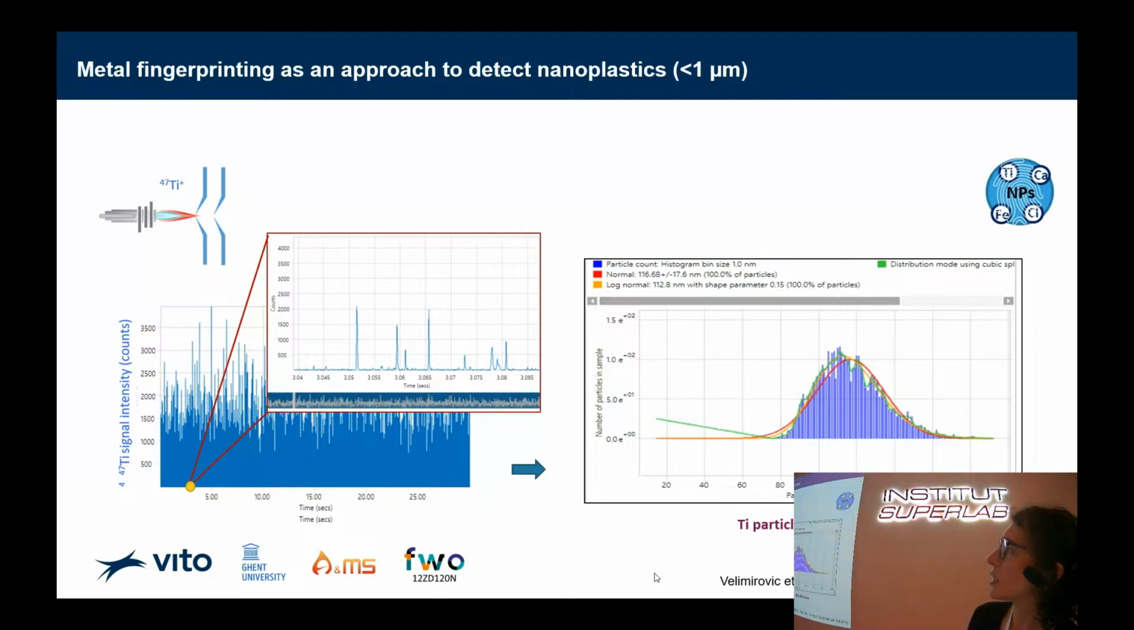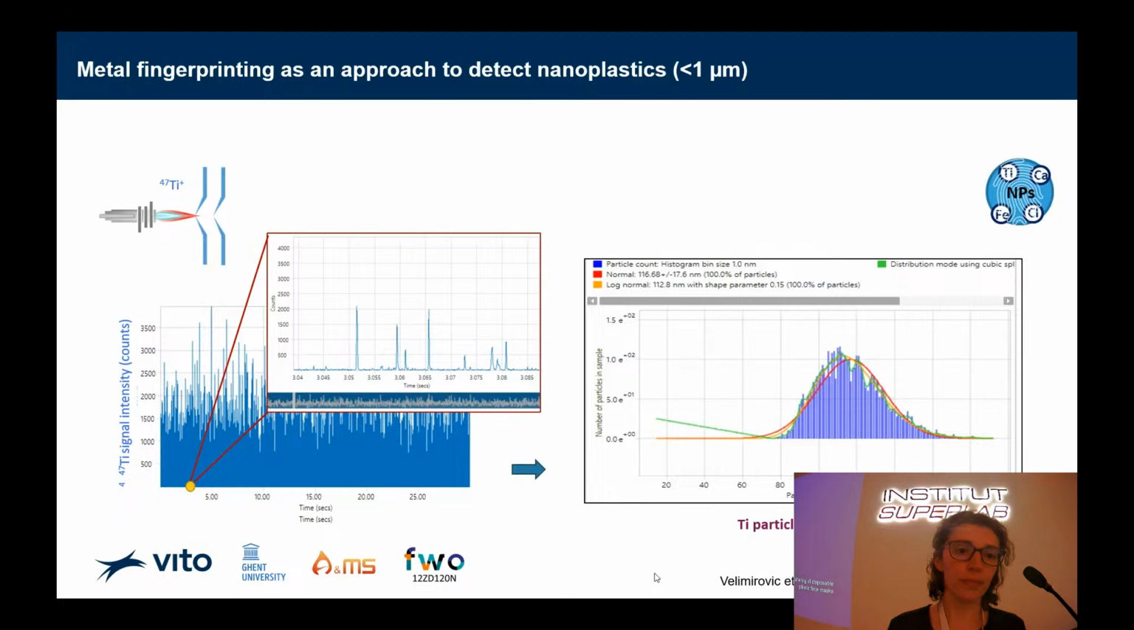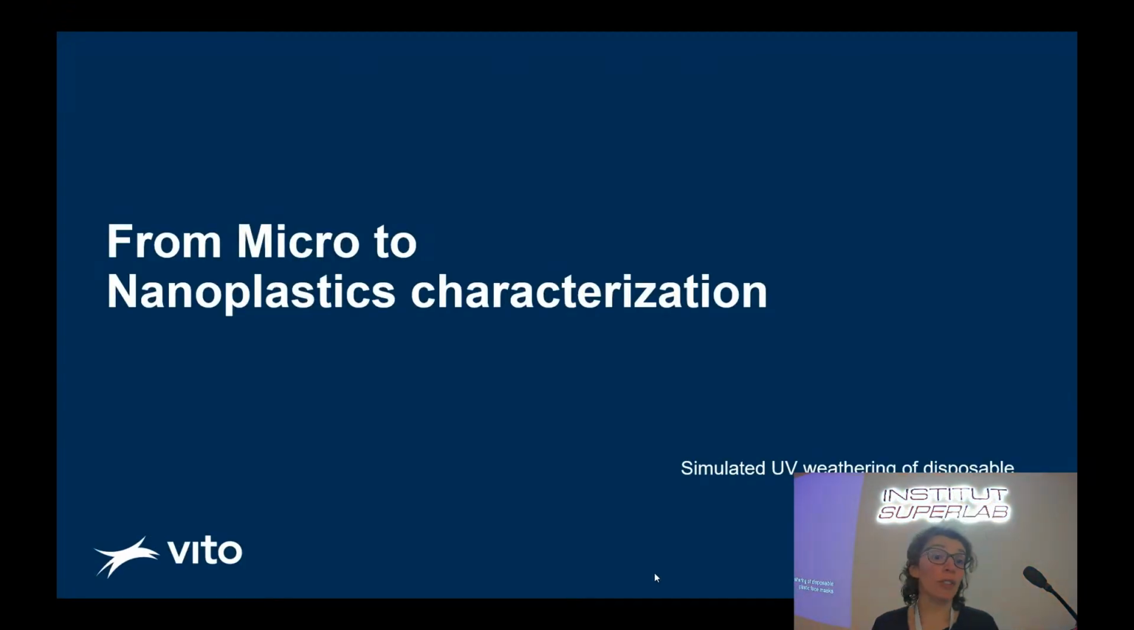I thought that I also added the SEM image, but I think I did not. Now, a lot of metal-doped particles are already produced for these different exposure studies, and single particle ICP-MS tracing different elements in this kind of doped particles is a very well established method. What about the nanoplastics characterization?